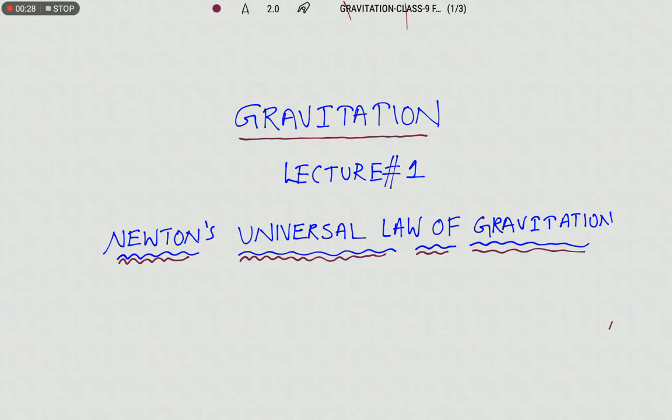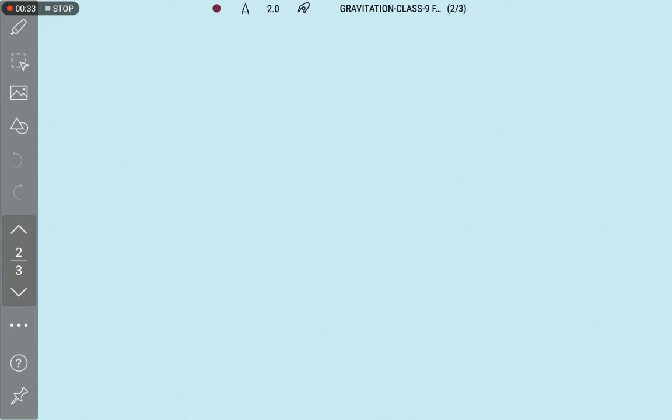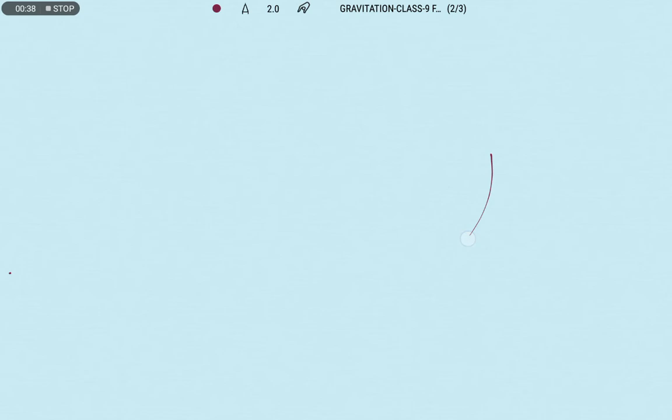So let us begin this session with a story. What is the story behind the discovery of gravitation? When Isaac Newton was sitting under the tree, he observed that an apple fell on his head. So, according to his first law, what do we know? According to the first law, until there is an external force acting on a body, the body will remain in the same state of rest or uniform motion. So that means the apple fell down.